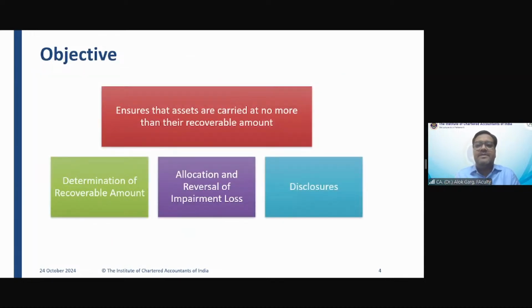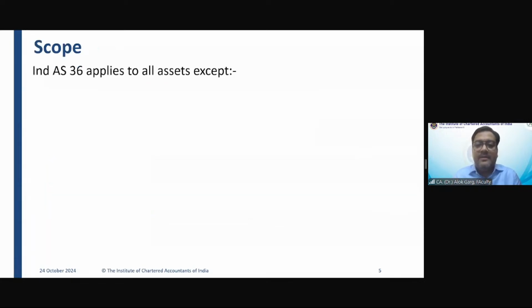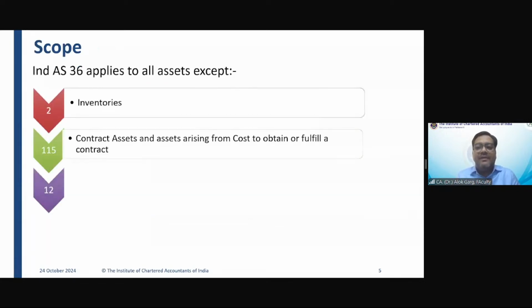The objective of this standard is that the assets in the balance sheet should not be carried at more than their recoverable value. Means whatever value is reflecting in your balance sheet, the values are not more than the market values, not more than the recoverable values. We also discussed the formula of recoverable value: recoverable value is the higher of fair value less cost to sell and value in use.